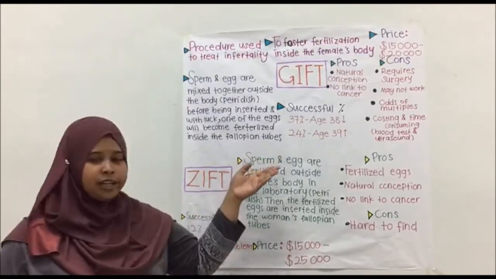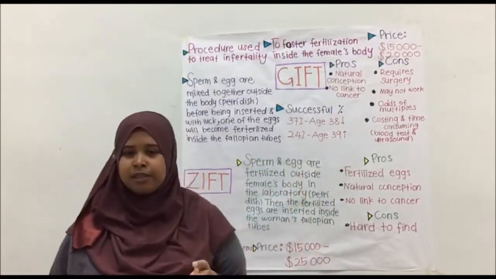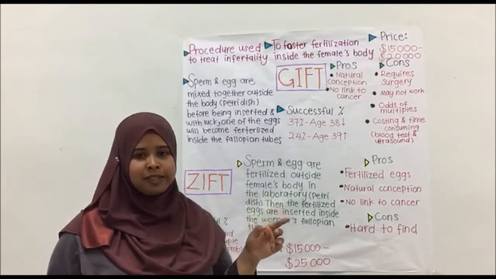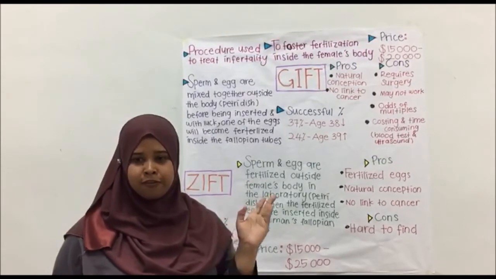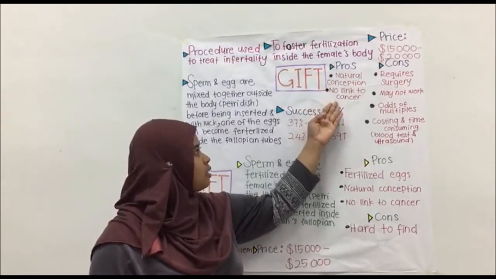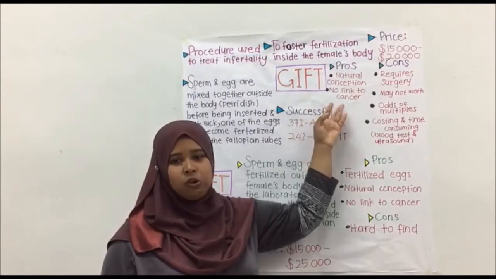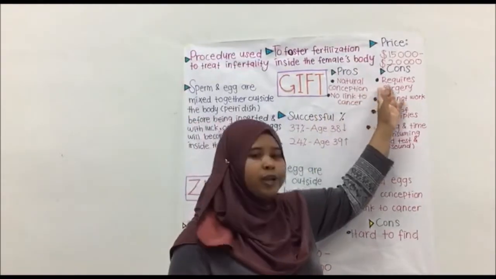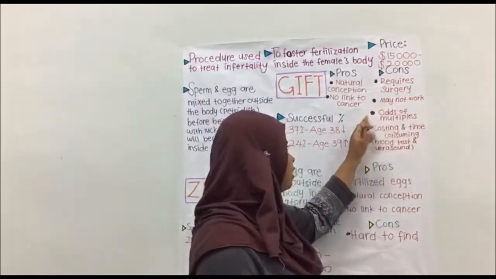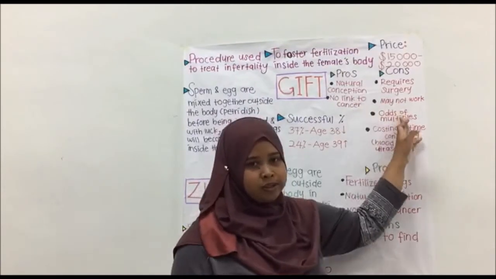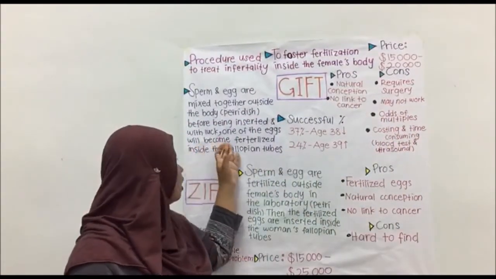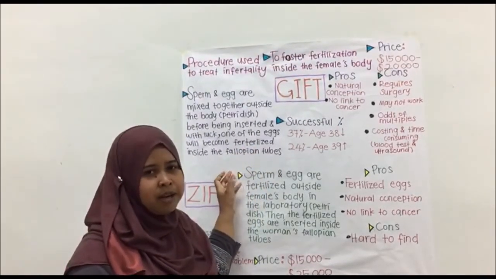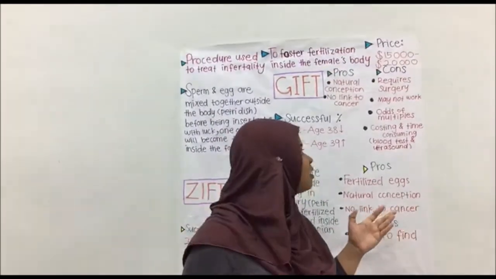The success rate for this technique is about 37% for age 30 and below, and 24% for age 39 and above. The pros for this technique are natural conception and no link to cancer. The cons for the GIFT technique are that it requires surgery, like laparoscopic surgery, and it also may not work because, like I said, with luck, one of the eggs will be fertilized in the fallopian tube, but if no luck, the eggs will not fertilize.